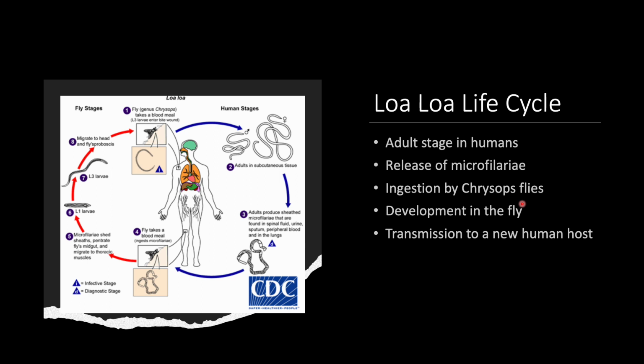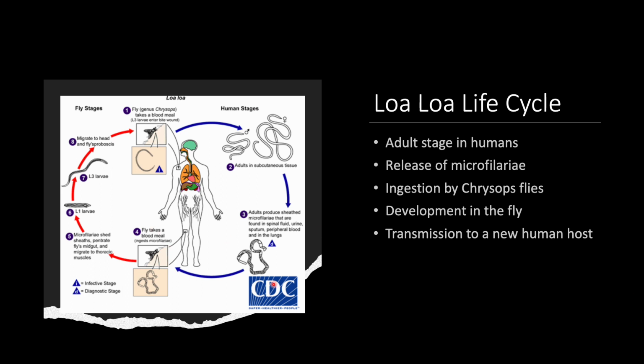And then when they're ingested by the flies, it also takes up the microfilaria along with the blood, and then they start developing inside the fly. So the microfilaria undergo development to become infective larvae. And then the infective larvae migrate towards the mouth parts of the fly, where they can be transmitted to new human hosts during their next feeding or their next meal.